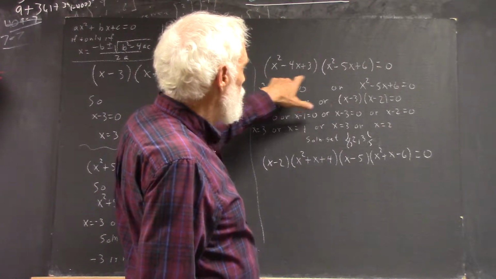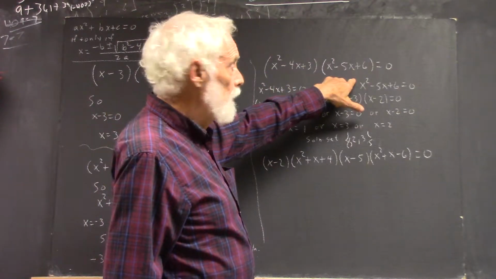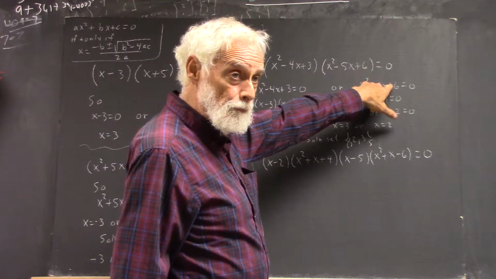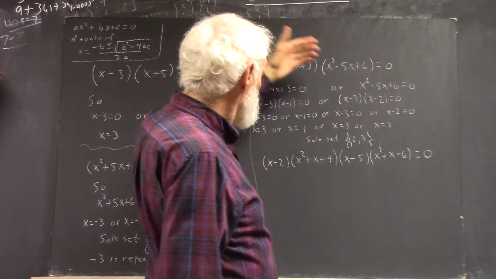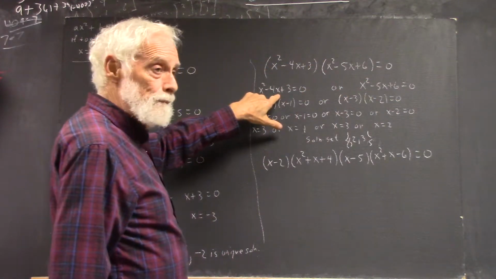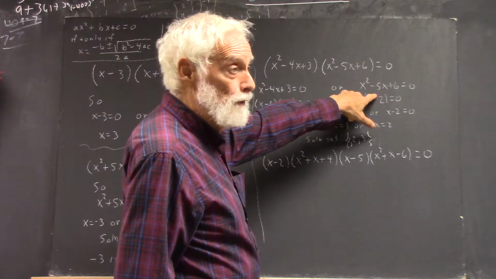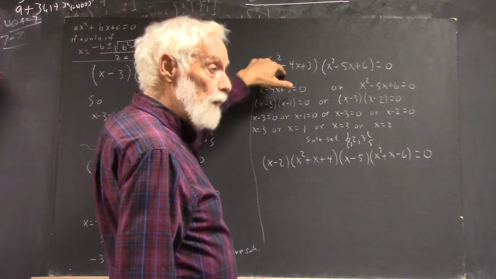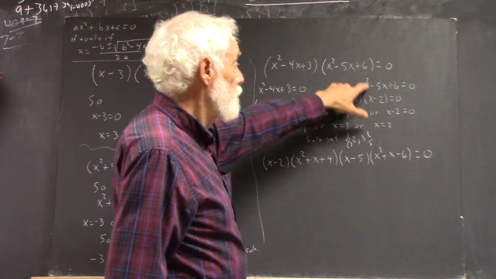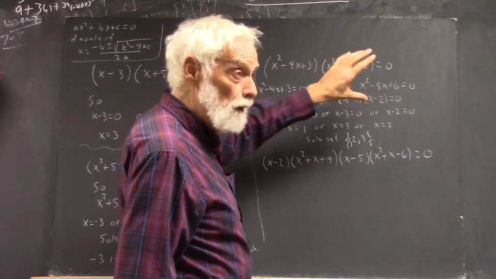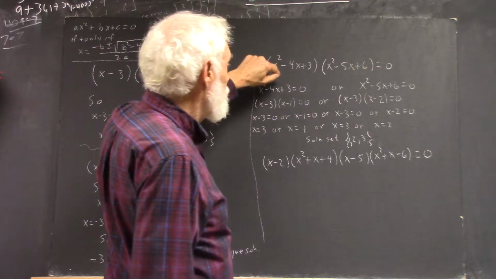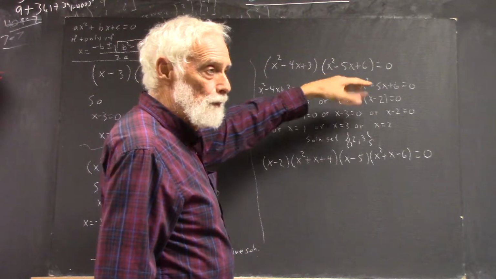x squared minus 4x plus 3 times x squared minus 5x plus 6 equals 0 can happen only if this is 0 and this is 0, or this is 0. Of course, if this is 0, then it makes the whole thing 0. If this is 0, it makes the whole thing 0. And only for those numbers, because you can't multiply two non-zero numbers and get 0.